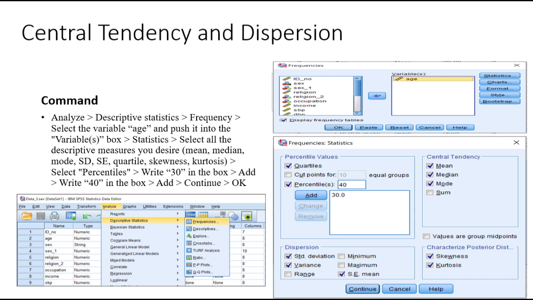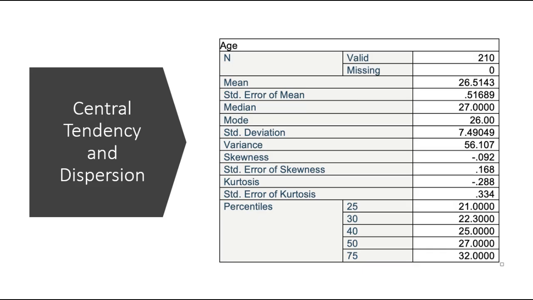Next, select percentiles. Write 30 in the box, click Add, then write 40 in the box. Add. Continue, OK. Central tendency and dispersion.